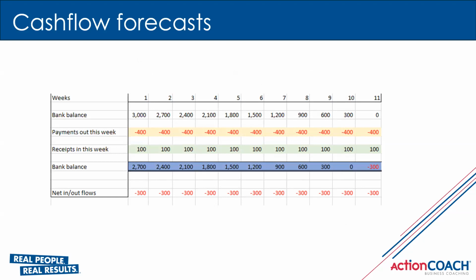As you can see, that is basic maths. So the £3,000 divided by the £300 of net outflow, you can tell that it is going to last for 10 weeks.